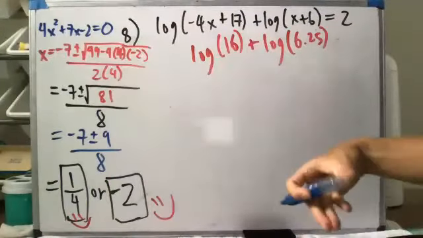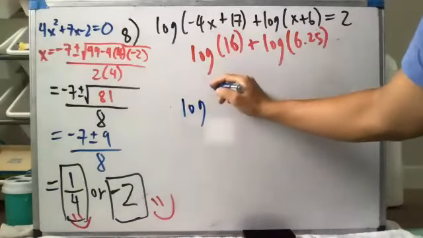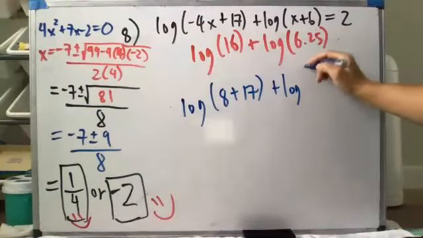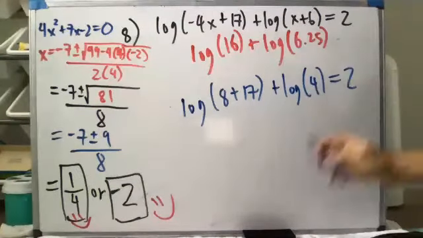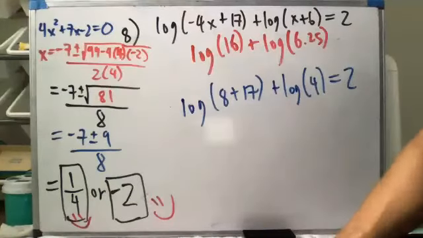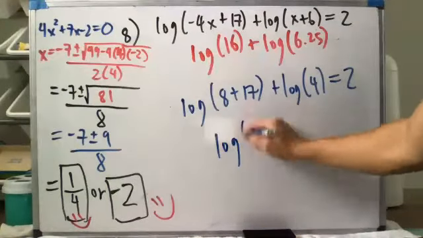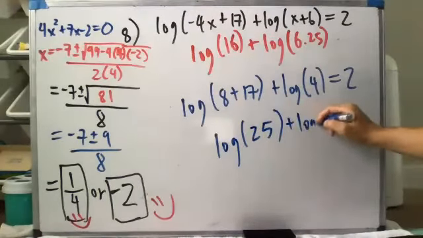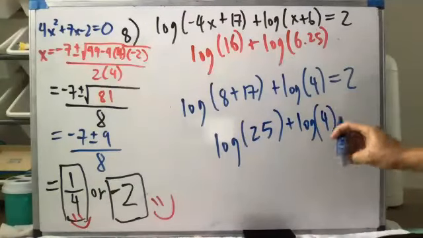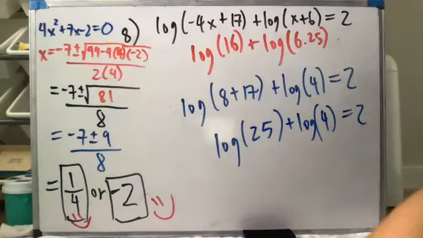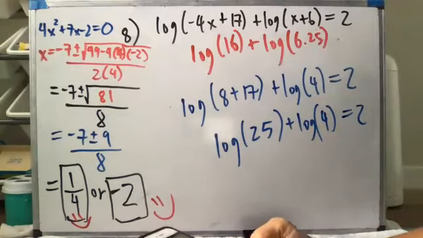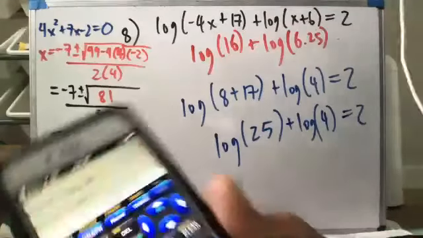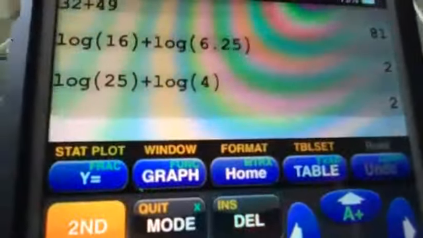Let's check the other one, make sure. If I plug in a negative 2, it's going to be 8 plus 17, plus log of 4, is equal to 2. And 8 plus 17 is 25 plus log of 4. So let's see, log of 25 plus log of 4 is also equal to 2. See?